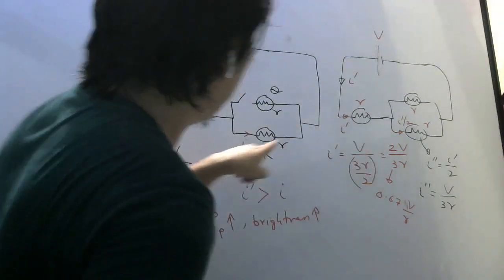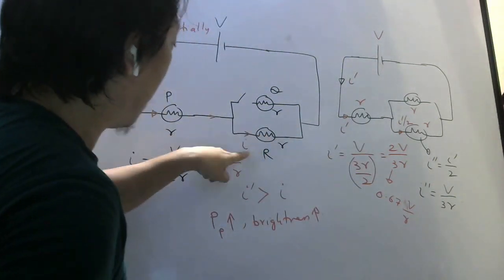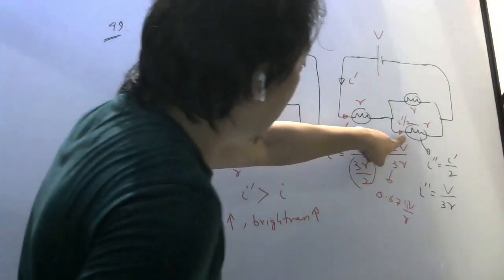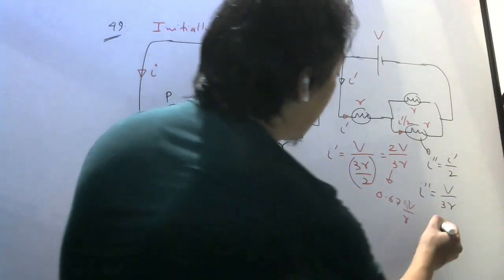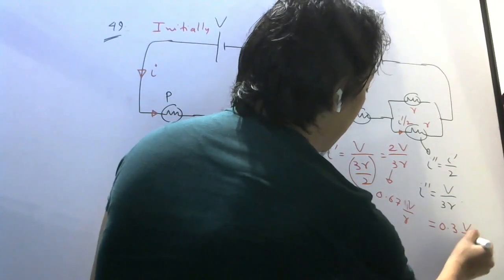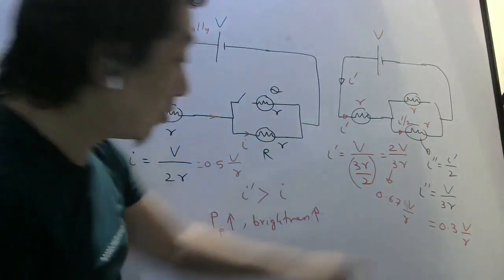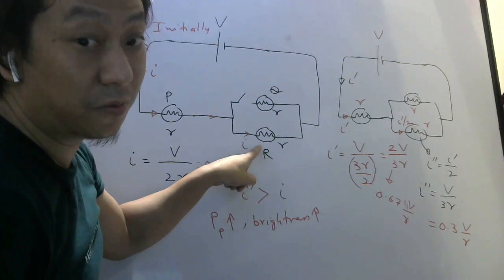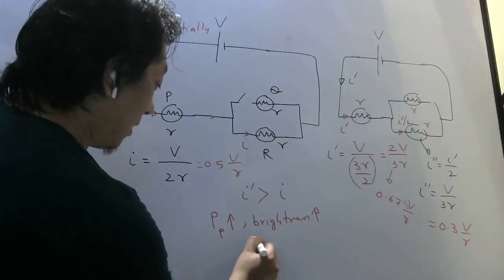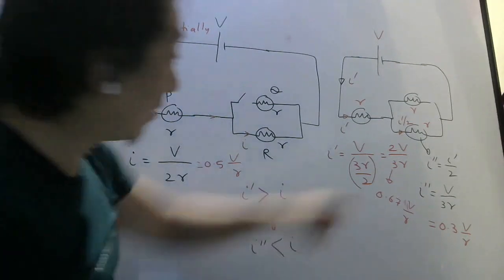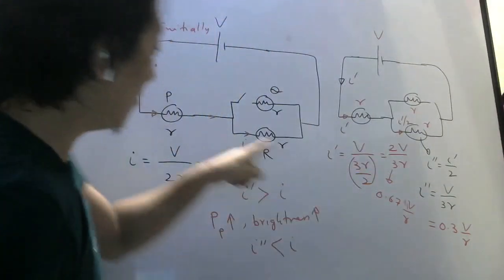Now come to this. This is getting how much current? I, which is how much? 0.5 V by R. And how much this is getting? 1 by 3. 1 by 3 will be how much? 0.33 V by R. So now this current here is less than before. So since I double dash is less than I, current flowing here now is less than before.